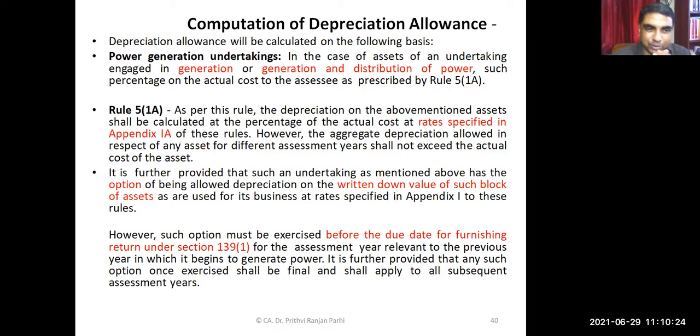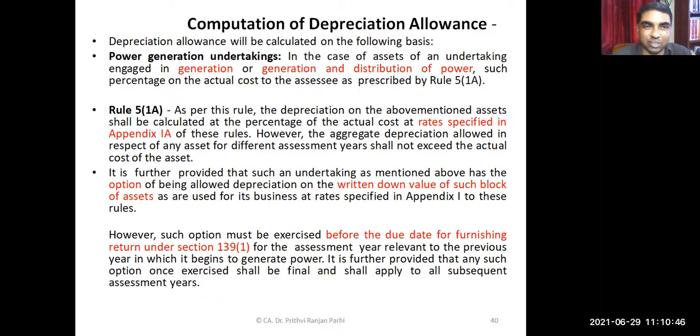And they also have an option. If they go for the rate prescribed in Appendix 1A, they have to follow the straight line method. And if they want to follow the written down value method, they have to exercise this option. Just like a normal company, they can also opt for the written down value method on the block of asset concept.